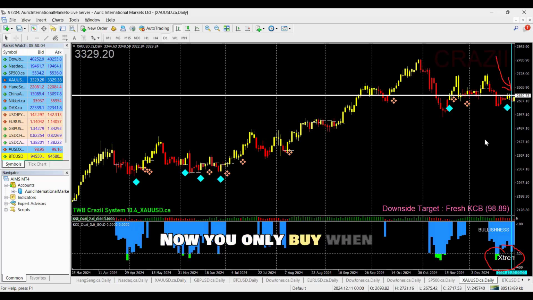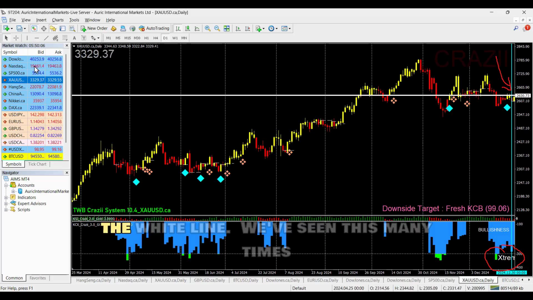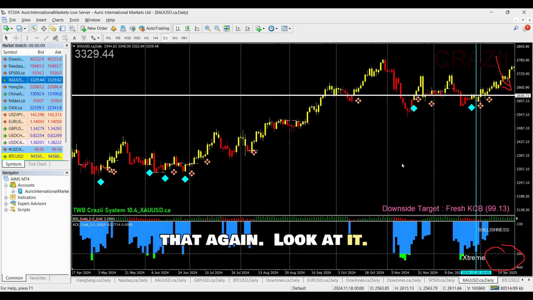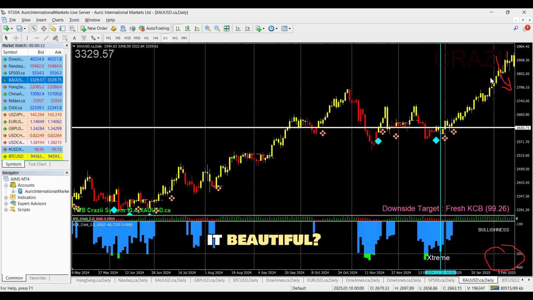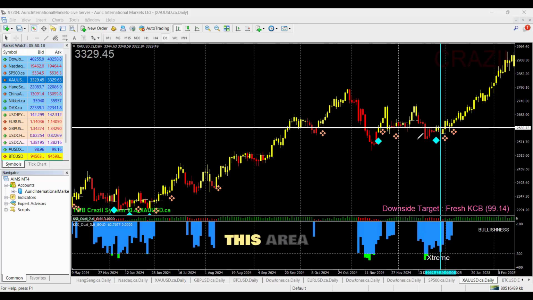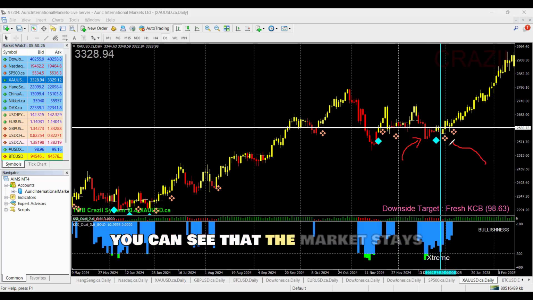Now you only buy when the market stays above the white line. We already said this many times before, and we can see that again. Look at it. Oh my goodness. Is it beautiful? Is it scary? What you're doing right now is right. You give yourself ample notice when around this area, and you know what to trade and what to do when the market stays above the line. And you can see that the market stays above the line very nicely over here by breaking the white line and then recovering and staying above it.